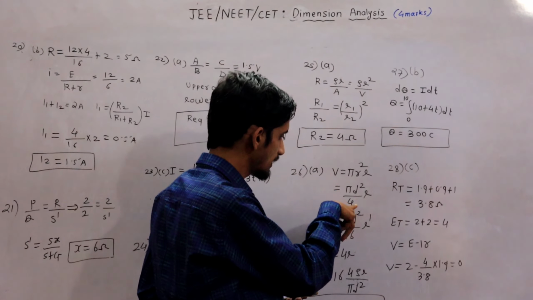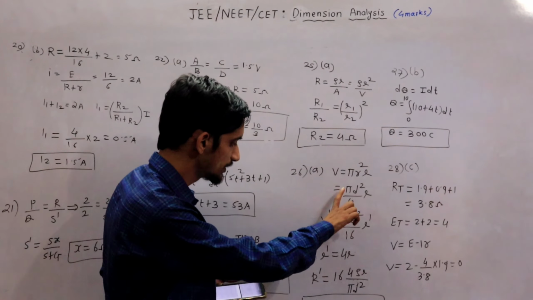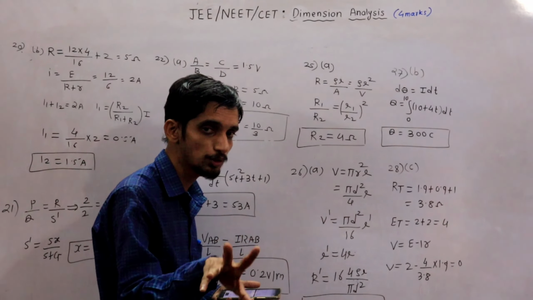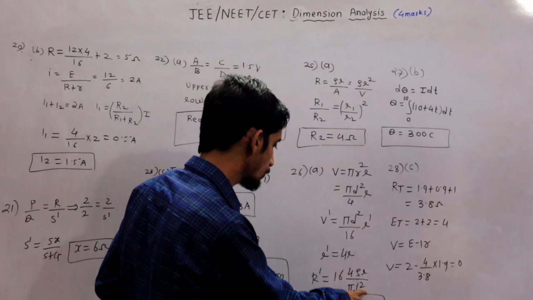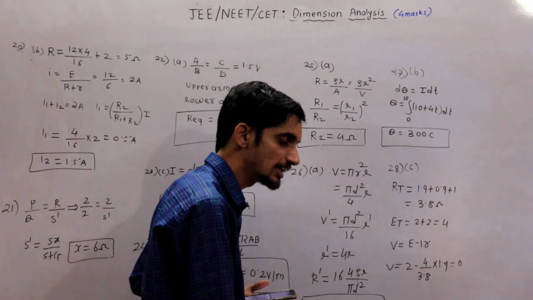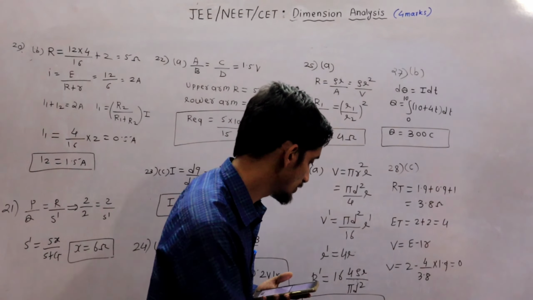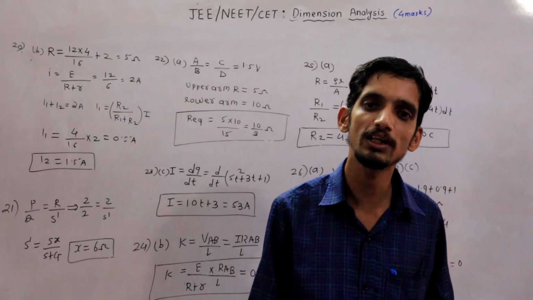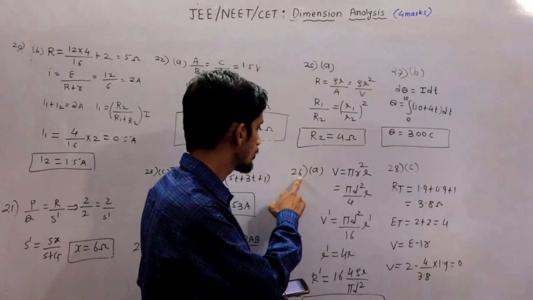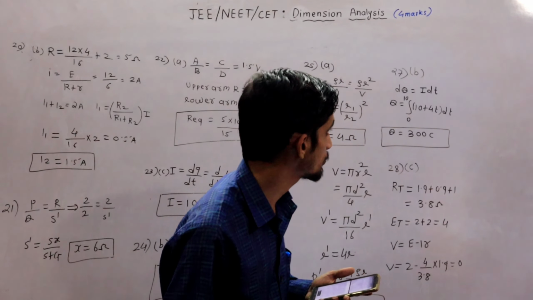So it is πd²L/4. New volume is πd²/16 L'. So from these two, you are getting new length is 4 times the original length. That's why R' is equal to 16 into 4ρL by πd². It means resistance becomes 16 times the original resistance, which is 160 ohm, because original resistance was 10. 16 into 10, 160 ohm. So for question 26, option A, 160 ohm is the correct answer.